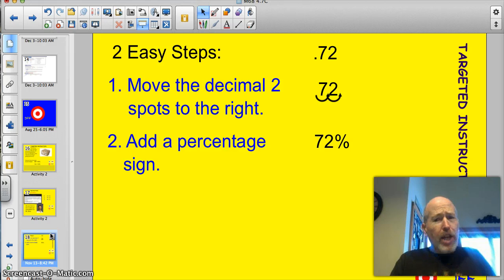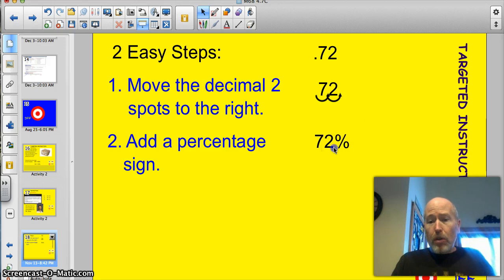And the little mustache on Mr. Zen's really isn't that far off from how you do it. Here it is. Here's your example, 0.72. You just move the decimal 2 spots to the right. 1, 2. Add a percentage sign. Slam, bam, thank you, ma'am.